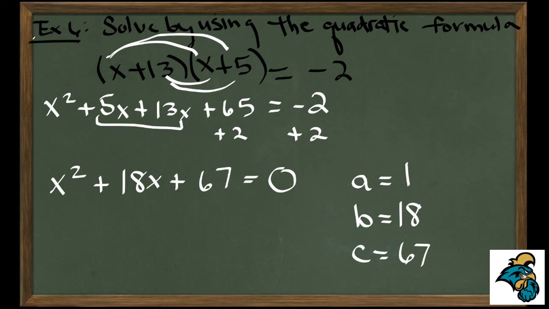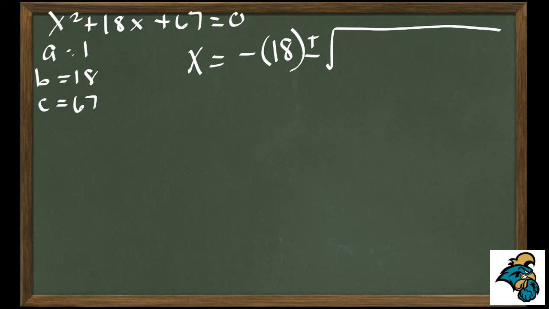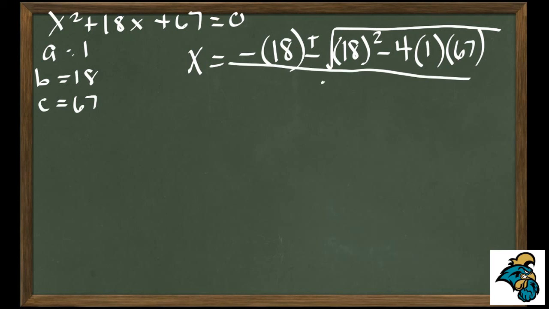So I'm not going to have much room on here, so let me go to another screen and carry over that information. Again, I have my a, my b, and my c, so I move to the quadratic formula. The quadratic formula is x equals the opposite of b, so opposite of 18, plus or minus the square root of b squared, which is 18 squared, minus 4 times a, which is 1, times c, which is 67. All of that divided by 2 times a, or 2 times 1.